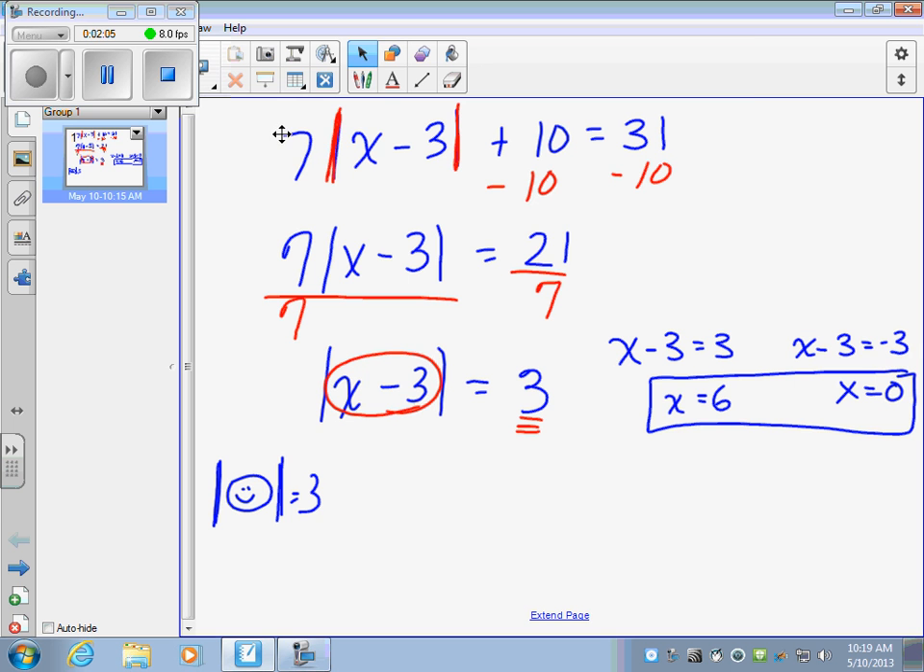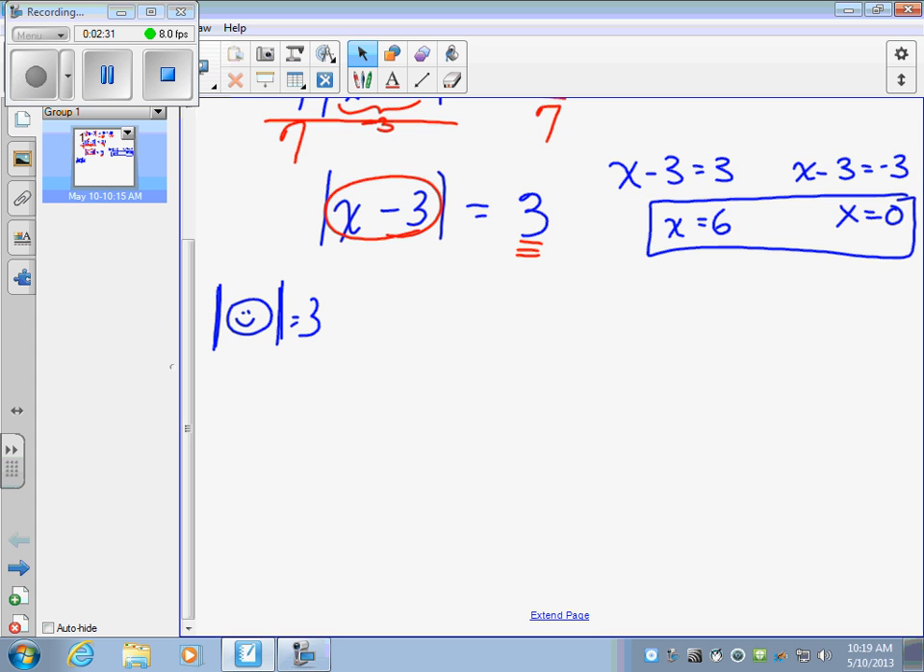And it's always a good idea to go back up and check those. So is 7 times the absolute value of 6 minus 3 equal to 21? Yes, it is. 7 times 3 is 21. How about 7 times the absolute value of 0 minus 3, which is negative 3? Yep, the absolute value of negative 3 is 3, so 7 times 3 is 21 and it works.